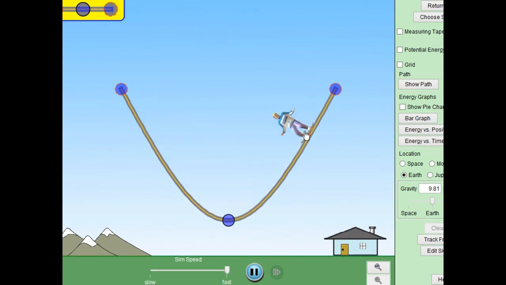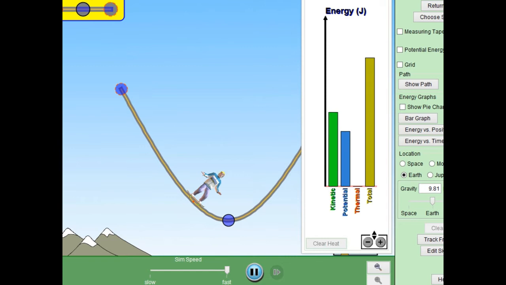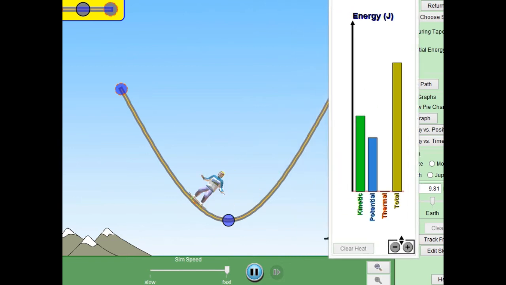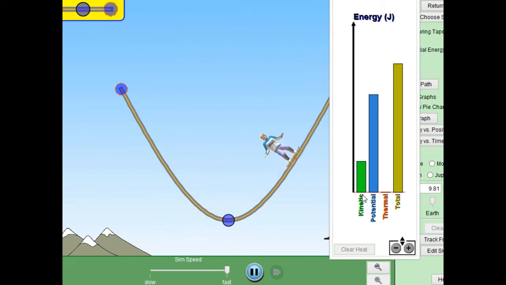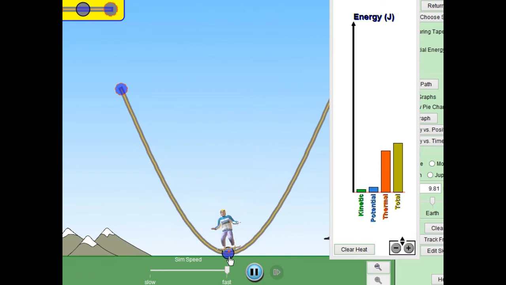In this animation, this man is sliding up and down and reaching the same height. Here we are saying that mechanical energy is conserved. If we look at the bar graph of the energies, the kinetic energy is 0 when the man stops, and the gravitational potential energy becomes 0 when it reaches the reference.